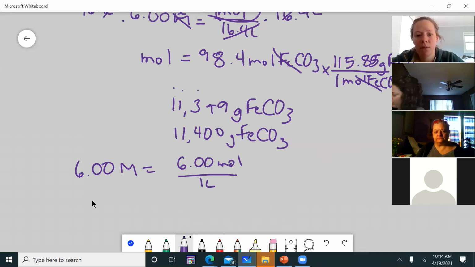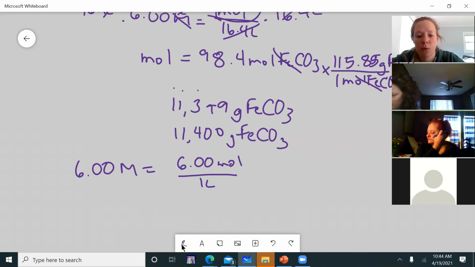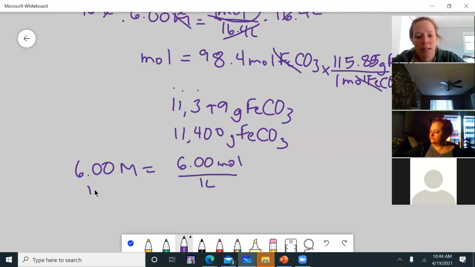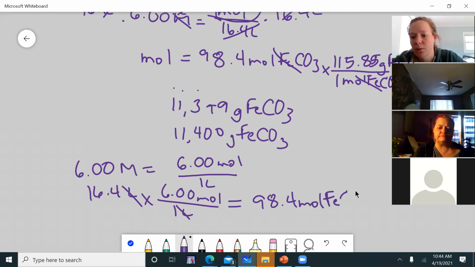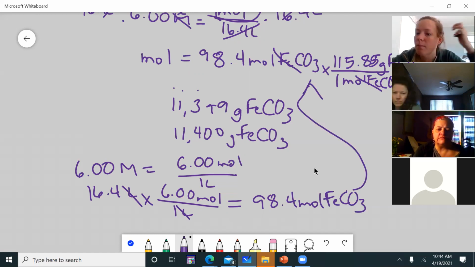So I start with my given information, which is, what did we say? 16.4 liters. We multiply it by this thing, which is the 6.00 moles in every 1 liter. The liters cancel and we'll be left with units of moles. So we're multiplying that, which gives us the 98.4 moles of the FeCO3. And then from there we convert. So we sort of are back at this step.